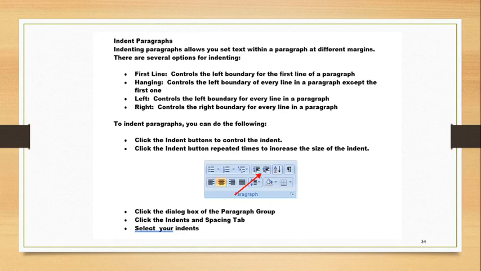And therefore, to indent paragraphs, you can do the following. Click the indent buttons to control the indent. Click the indent button repeated times to increase the size of the indent. Click the dialog box of the paragraph group. Therefore, that is this point, that here, you click here. Then, click the indents and spacing tab. Select your indents.